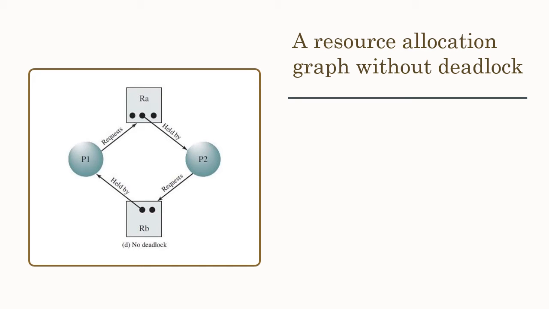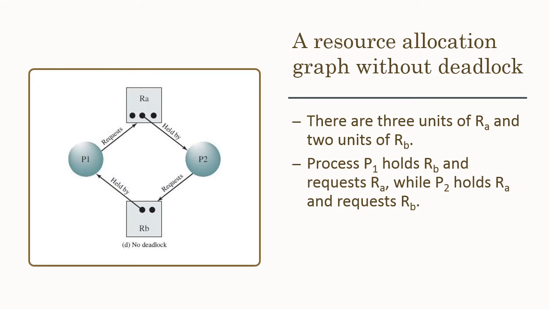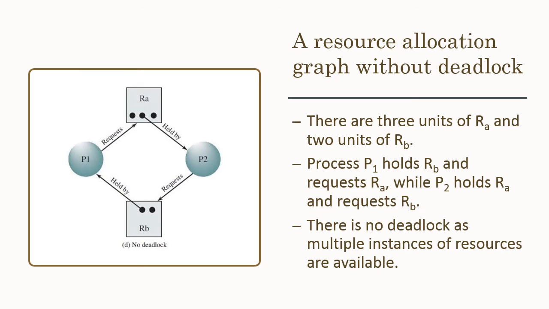A resource allocation graph without deadlock. P1 requests RA. There are three instances of RA. One of them is held by P2. P2 requests an instance of RB. Two instances of RB are there. One is held by P1. There are 3 units of RA and 2 units of RB. P1 holds RB and requests RA, while P2 holds RA and requests RB. No deadlock, as multiple instances of resources are available.